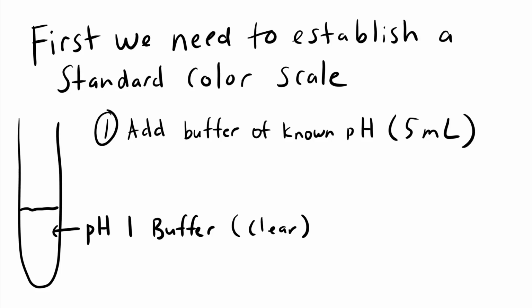But essentially what you do is take a test tube and add buffer of a known pH. I will create solutions of buffers. They will range from 1 to, I think I have 13. In the example shown here, I have a buffer with a known pH of 1. These buffers are clear, okay, so it's the powdered buffer in distilled water, so it's a clear solution.